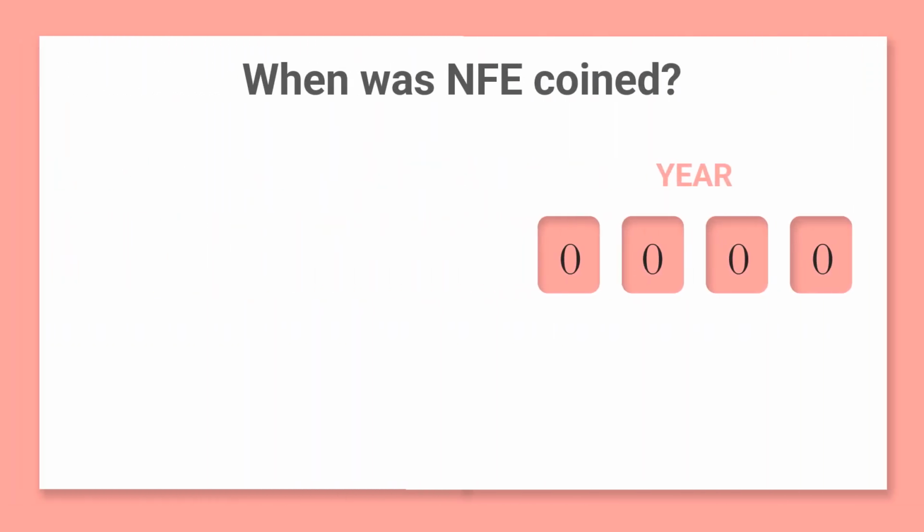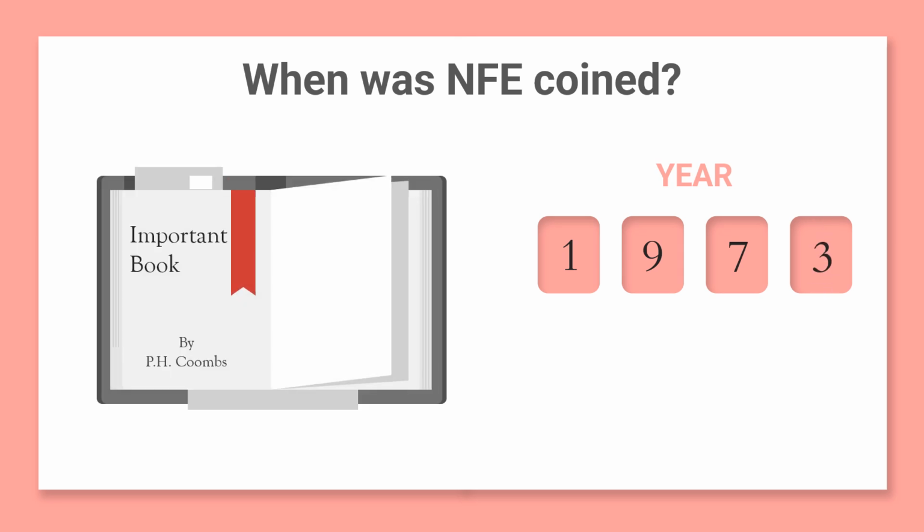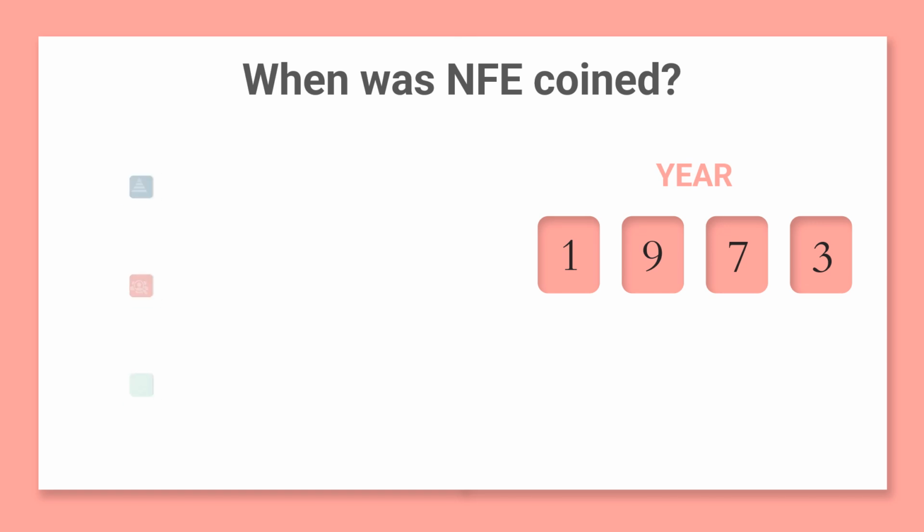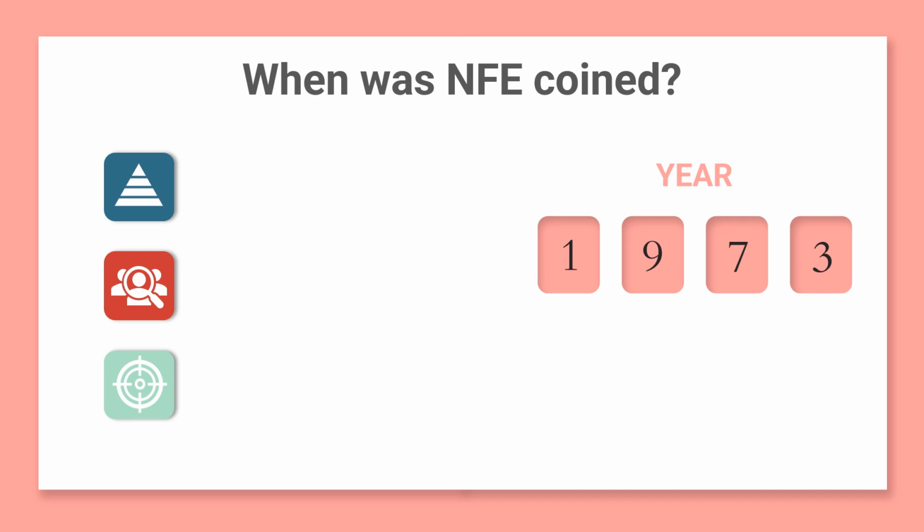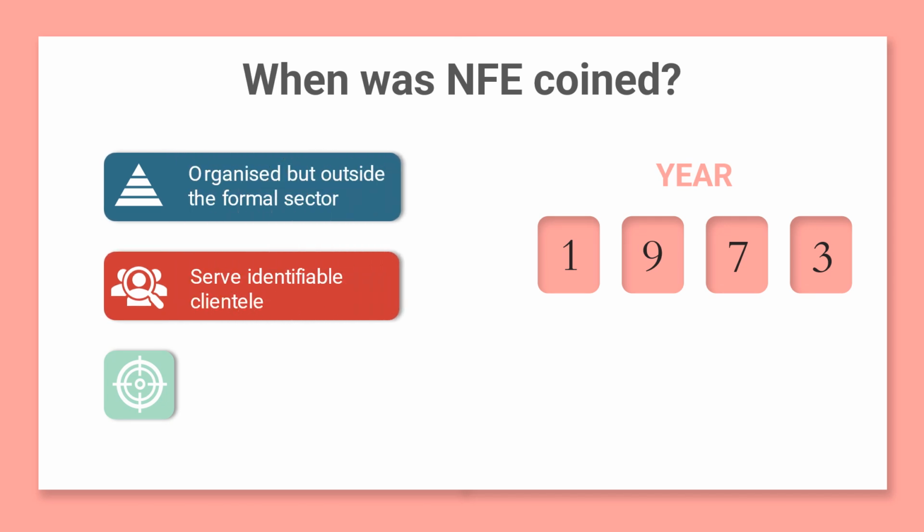Non-formal as a term in education and learning is generally considered to have been first used in the 1970s. During this period, a number of educational experts began to explore and define informal learning and non-formal education. For example, in 1973, the U.S. Secretary of State for Education, P.H. Coombs, co-authored a book that explored the role of youth education in rural development. Within the publication, Coombs identified and defined non-formal education as organized, but outside the formal sector, serve identifiable clientele and has learning objectives. Coombs continued to explore non-formal education into the late 1980s.